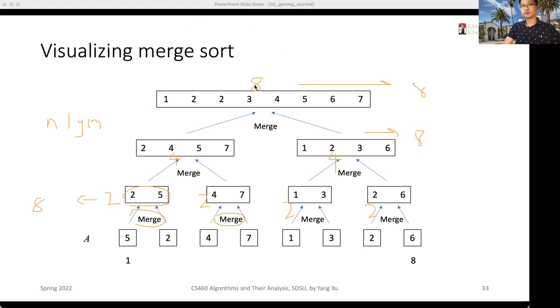Right, so it's a typical trade-off between memory space and running time.